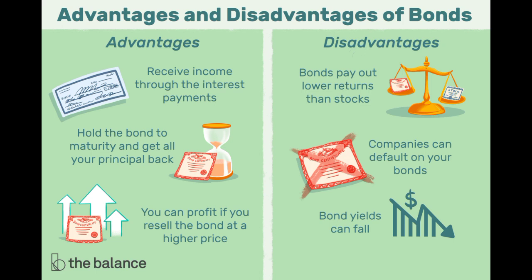Receive income through the interest payments. Hold the bond to maturity and get all your principal back. You can profit if you resell the bond at a higher price.